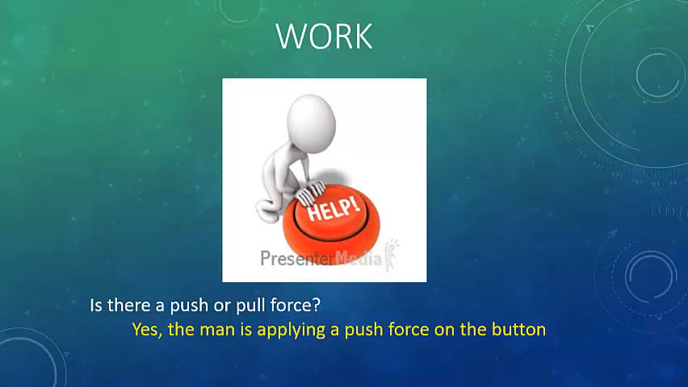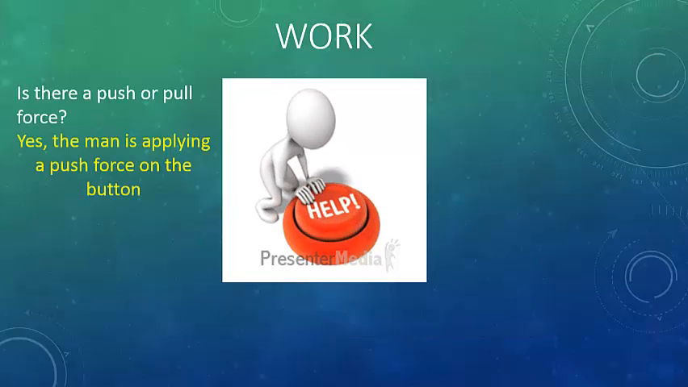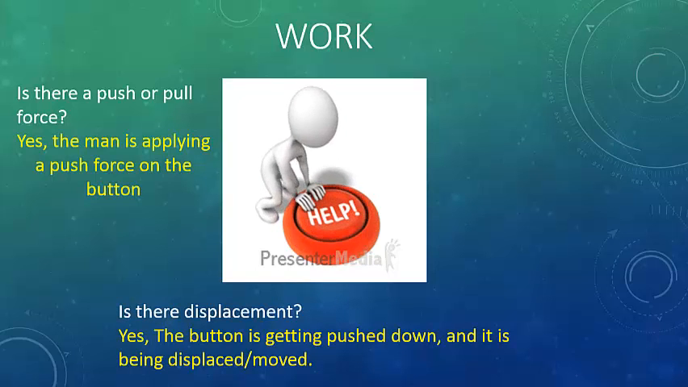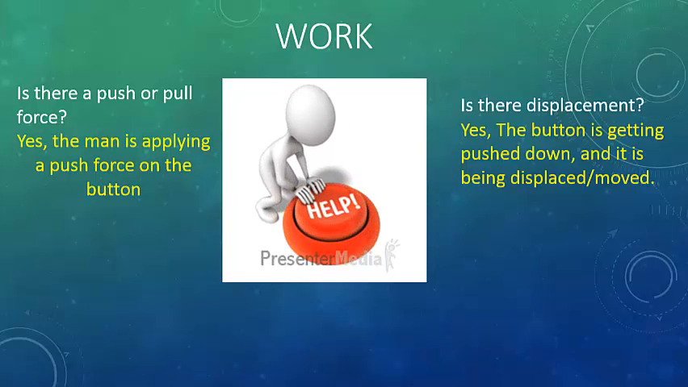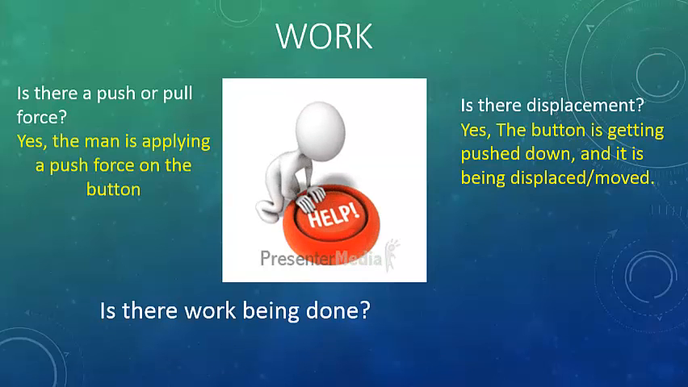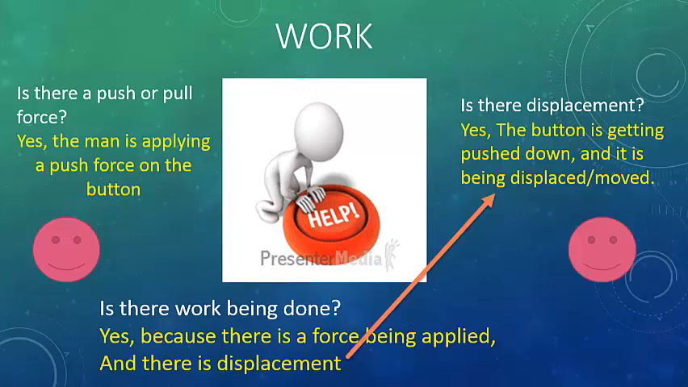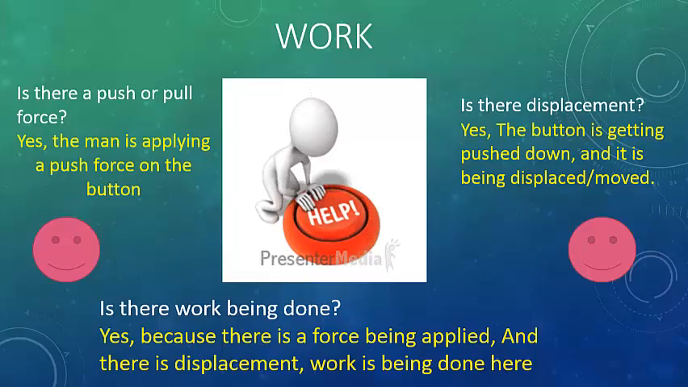Now let's take a look at our second criteria of is there a displacement. Displacement, is it getting moved? Yes, the button is getting pushed down. It is moving down into the button socket. And since it's being moved down, it is being displaced. So, now we get to determine if work is being done here. Since there is a push force being applied, and there's displacement, there is work being done here.